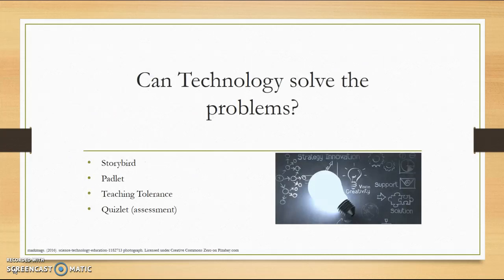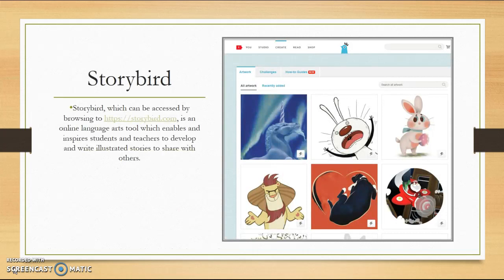Can technology solve problems? Well, I believe it can in this case. I've chosen 4 different tools to help Miss Goode out. They are Storybird, Padlet, Teaching Tolerance, and finally Quizlet for assessments. Storybird, which can be accessed by browsing to storybird.com, is an online language arts tool which enables and inspires students and teachers to develop and write illustrated stories to share with others. As you can see on the screenshot, the students and the teachers will have a myriad of different art profiles that they could choose to integrate into their stories as they create them.